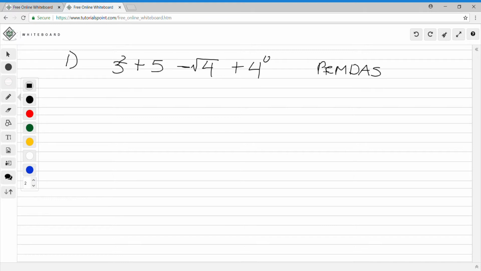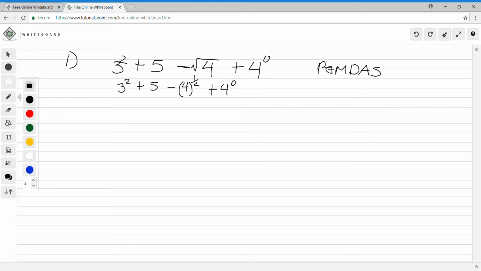You should start with the parentheses, exponents, multiplication or division, and then addition and subtraction. For the multiplication and division, you can do division first or multiplication first. It doesn't really matter. The same thing with addition and subtraction. So first we have two exponentials, or actually we have 3, because I could rewrite it as 3 squared plus 5 minus 4 to the 1/2, because this square root is the same thing as 1/2, right? Plus 4 to the 0.